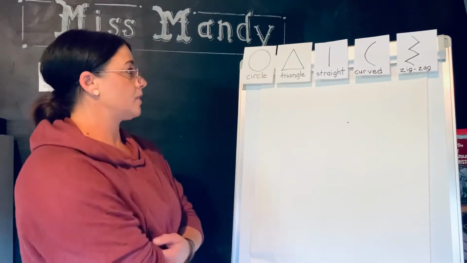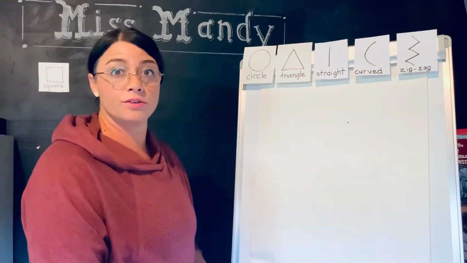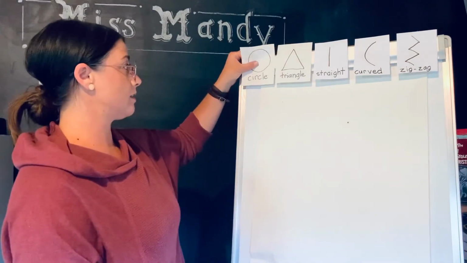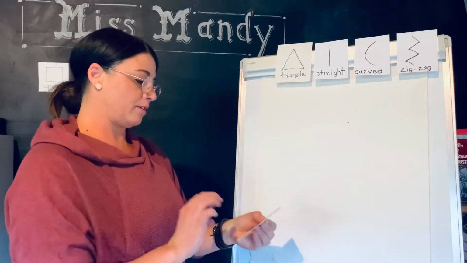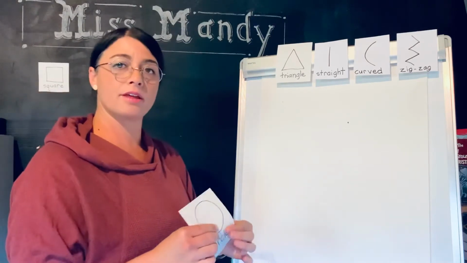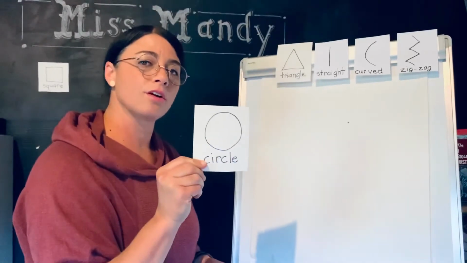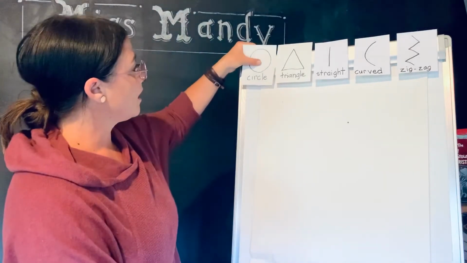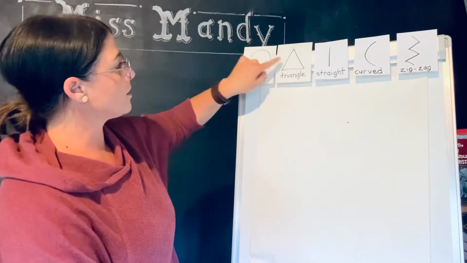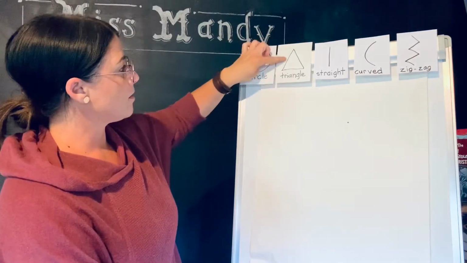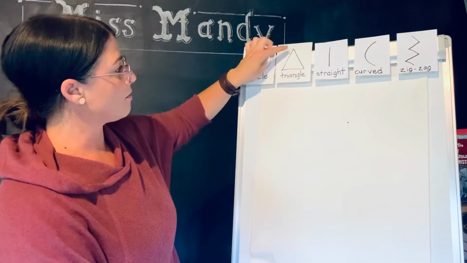So we're going to be using some shapes that we used last week for the apple. We are going to start with this shape, the circle. And we are also going to use a triangle with 3 sides and 3 corners.